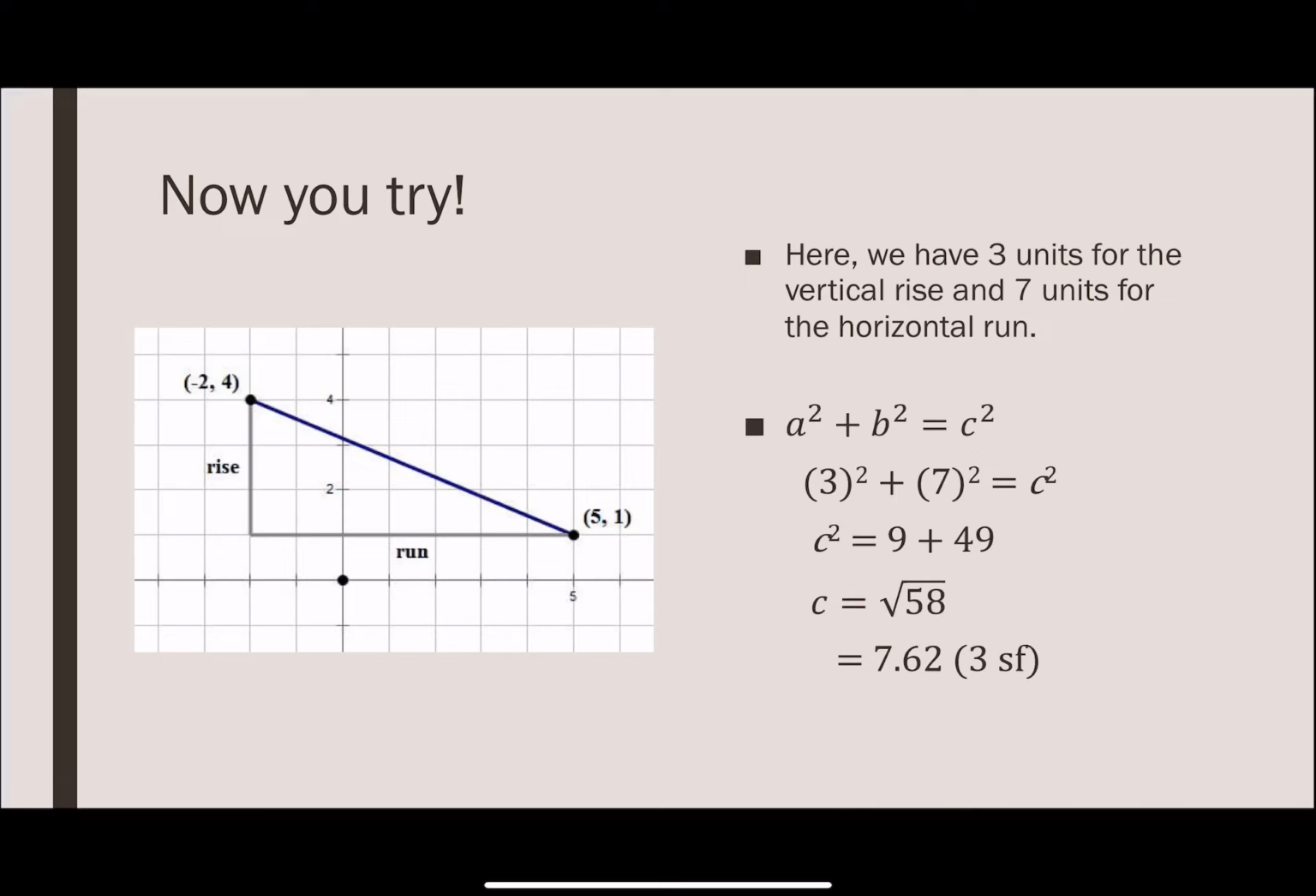So in other words, the length of the blue segment is 7.62 units. Or we can also say the distance between the 2 coordinates is 7.62 units.